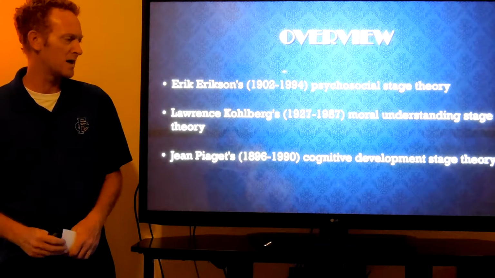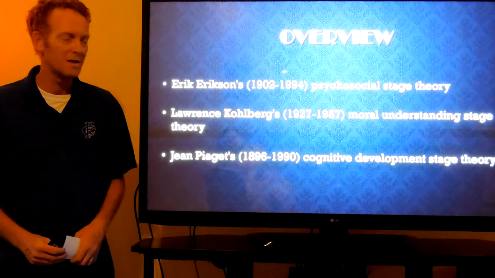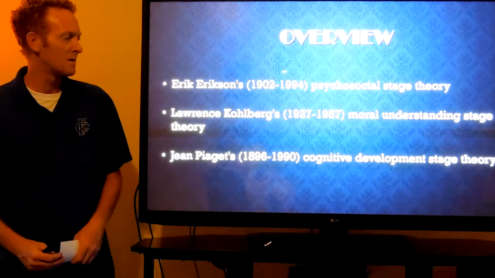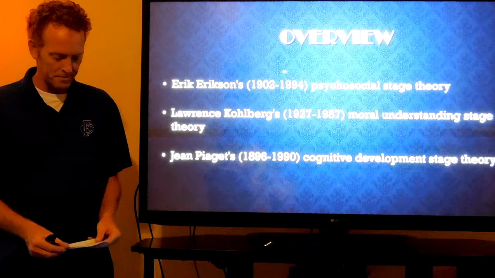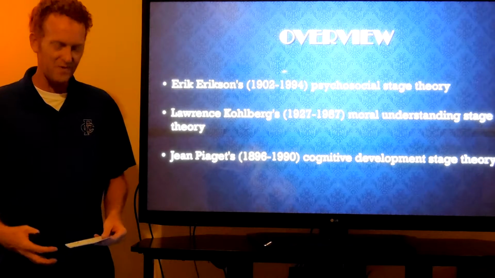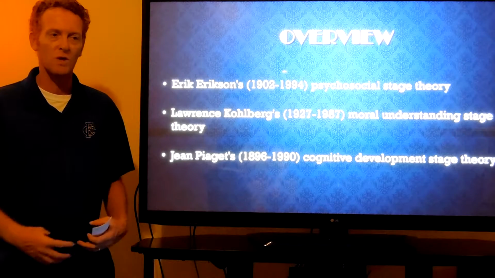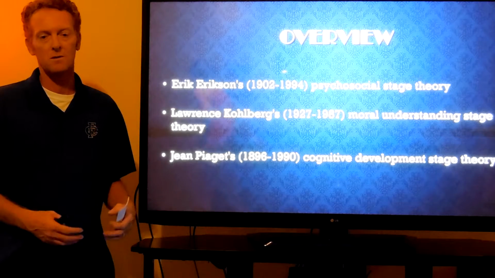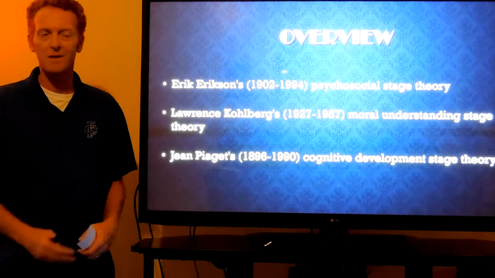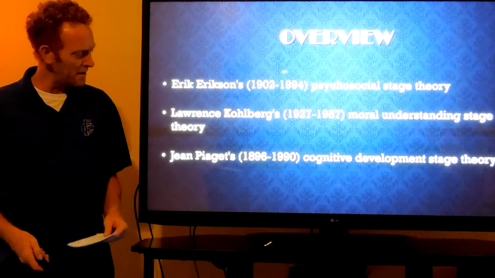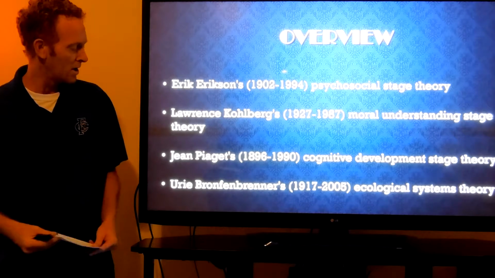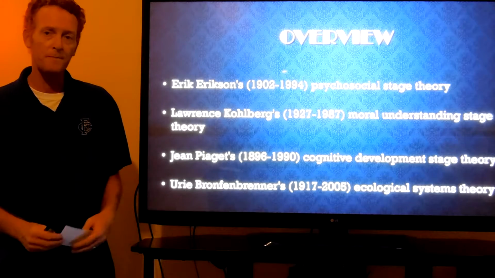Jean Piaget is a Swiss psychologist, and his cognitive development theory focuses more on the ways of thinking, how they're changed as we grow from child to adolescence and to adults, based on our environment. Things immediately affect us. And then finally, another theorist is Urie Bronfenbrenner.